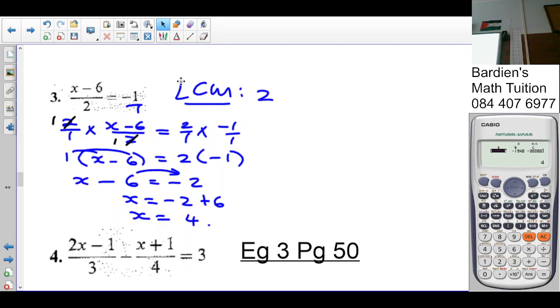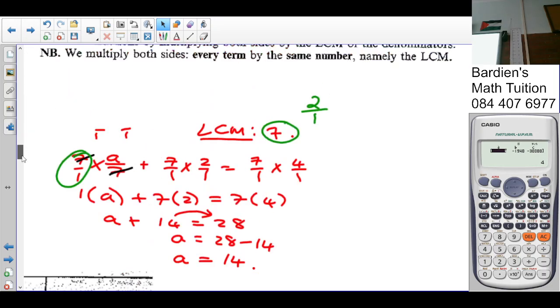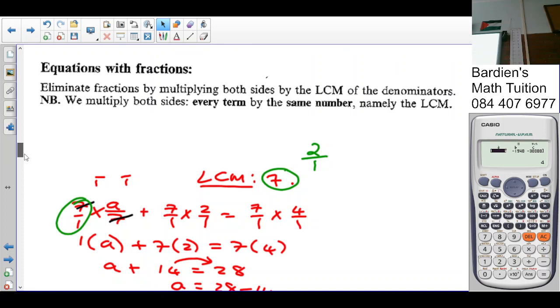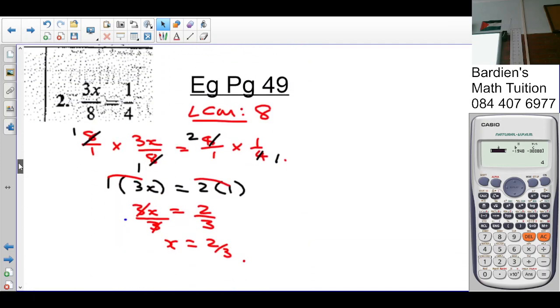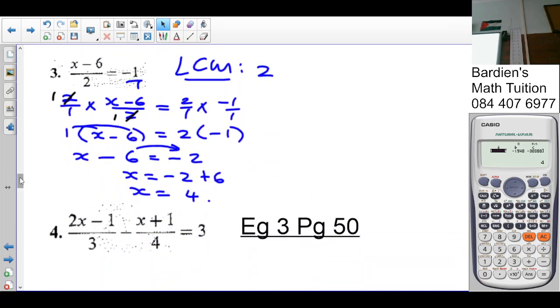You see, what did the rule say from the beginning? Did you write down the rule we told you to write down? Equations with fractions. Eliminate fractions. Eliminate means get rid of the fraction. Eliminate fractions by multiplying both sides by the LCM of the denominators. We multiply both sides, every term, by the same number, namely the LCM.